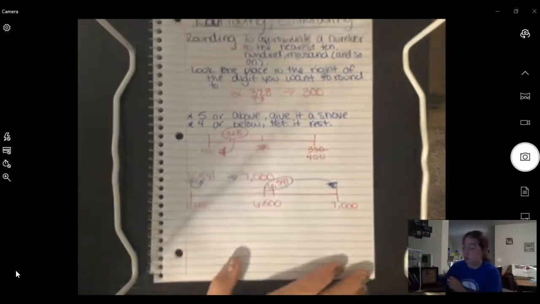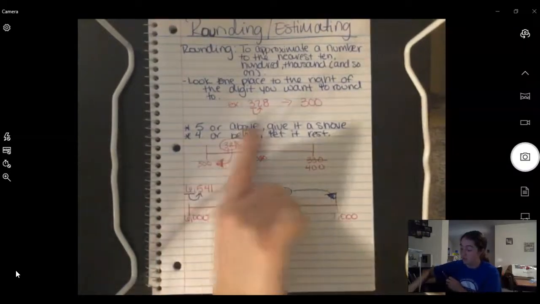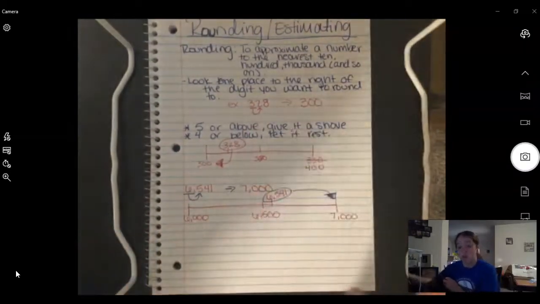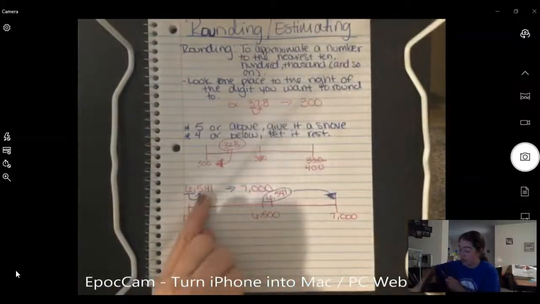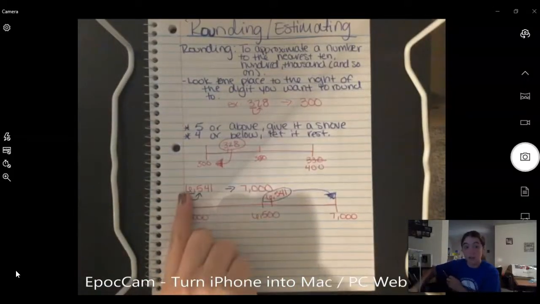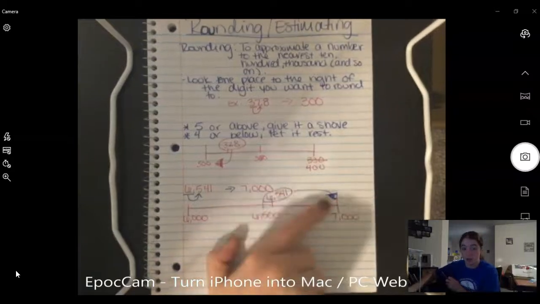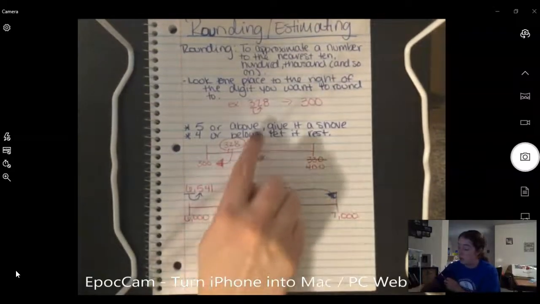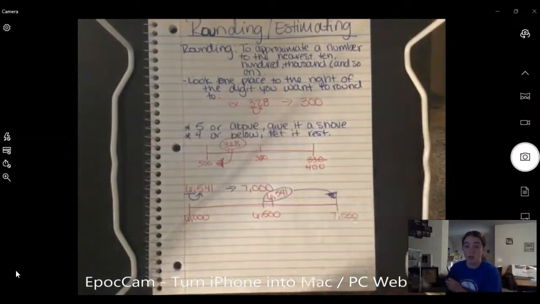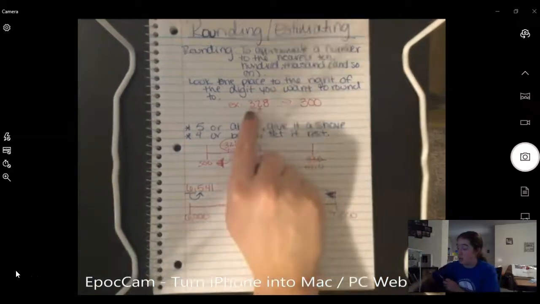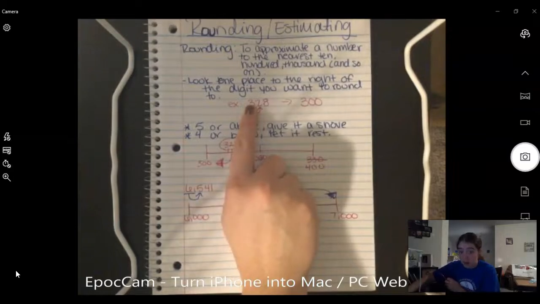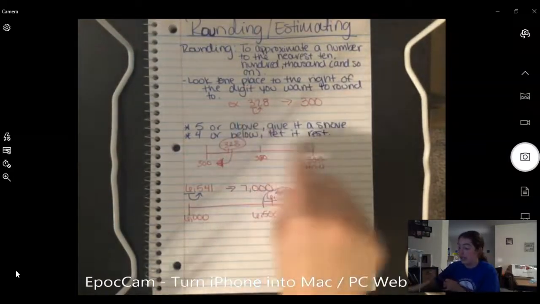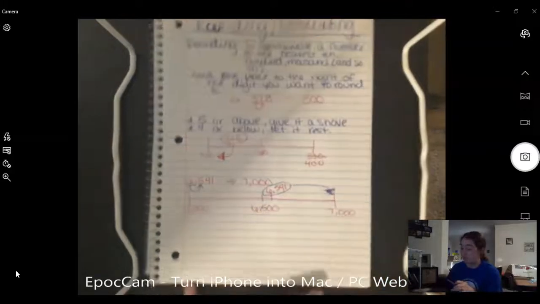If you do not, just remember the rule. If it's 5 or above, you give it a shove. You mean you give it to the next place value. Okay, next number in that place value. So right here, it was 5, so we push that 6 up to 7, then zeros behind it. Okay, if it's 4 or below, we let that number rest. We just keep it the same. So since this number is a 2, it's below 4, we let the 3 rest. We don't go up, we don't go down, we keep it the same. Okay, so letting it rest means keeping it the same.